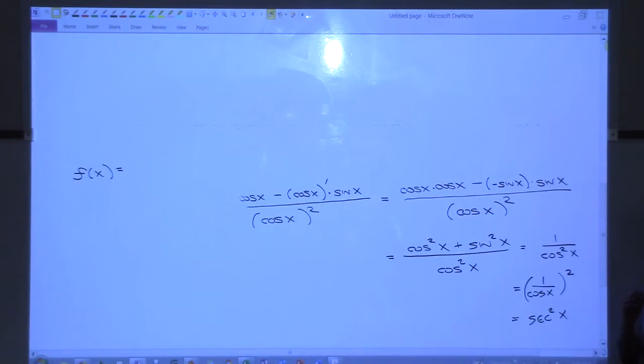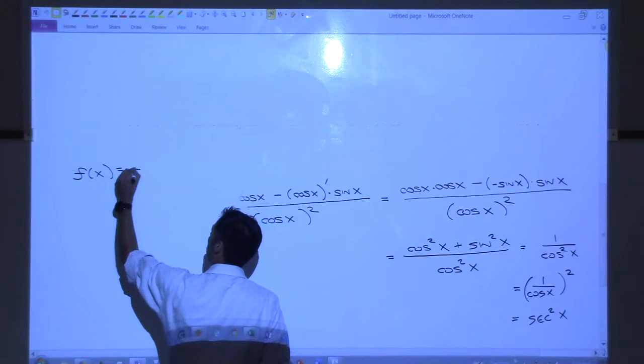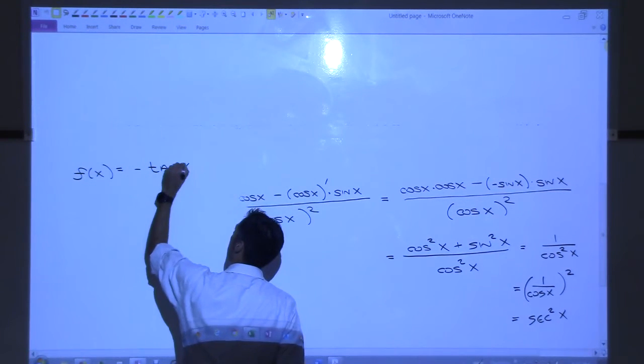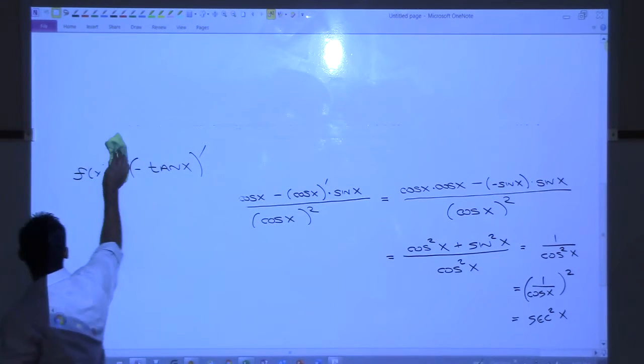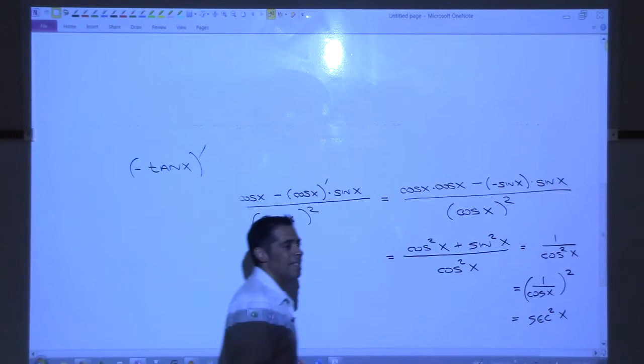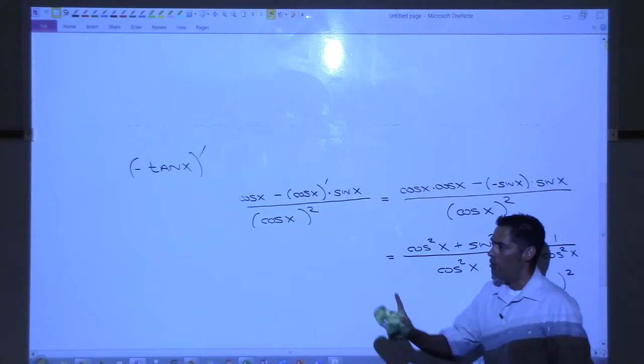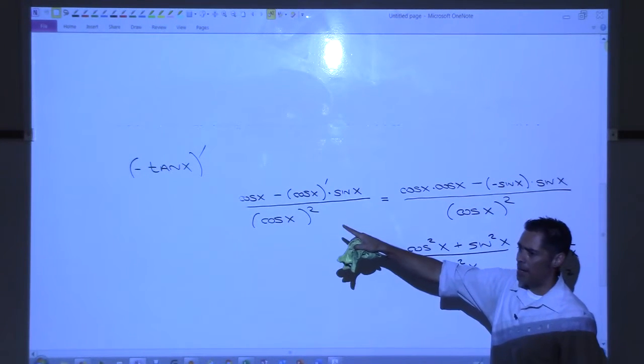It's not making sense to me. Is negative tangent x the derivative of secant x? Is that what you're saying? If you take negative tangent x and you take the derivative of this, would it be secant x? That would be negative secant x squared. Okay. Now, why would the derivative of that be negative secant x squared?